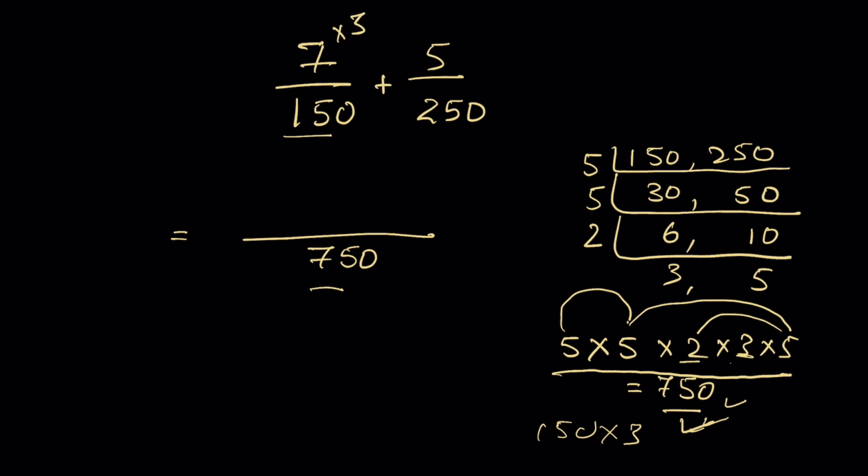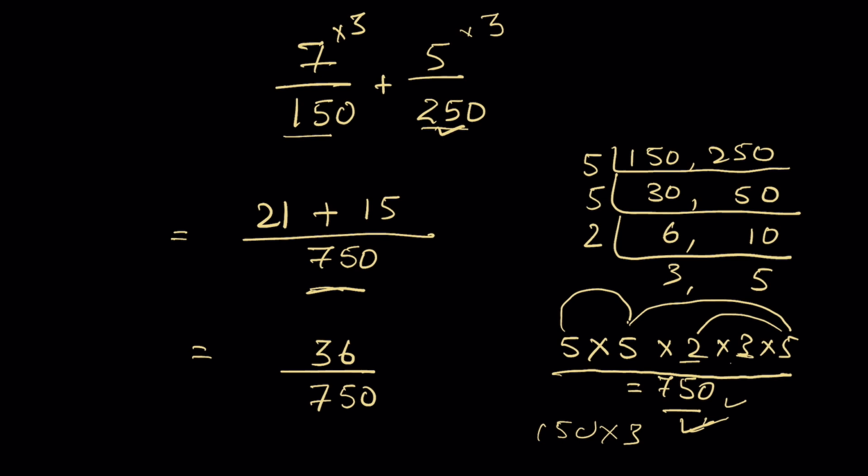3 times 7 is 21. Write 21 here. 750 divided by 250 is 3 and 3 times 5 is 15. Now let's add: 36 upon 750. Now you can reduce the fraction.